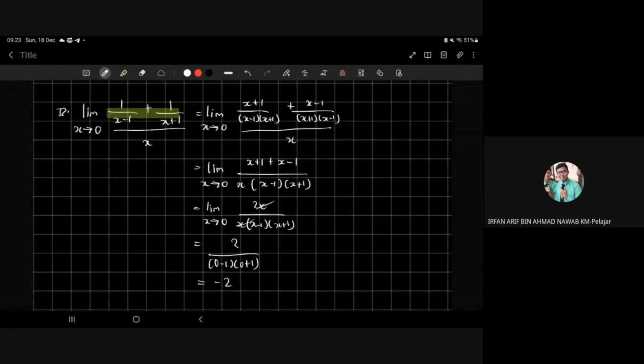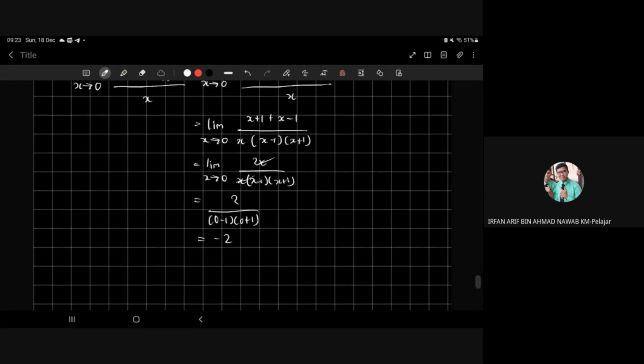For these questions, honestly, I usually approach it by making it a single term for my numerator and my denominator, making sure. Okay. So hopefully this part you guys are good.